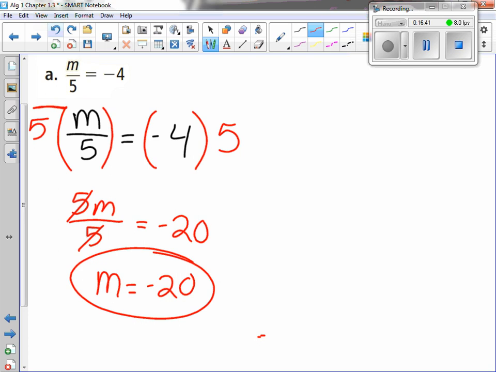Now our justification is we use the multiplication property of equality, and we multiply both sides by 5 to get the value of m, to get m by itself. And that's all we had to do for this here.